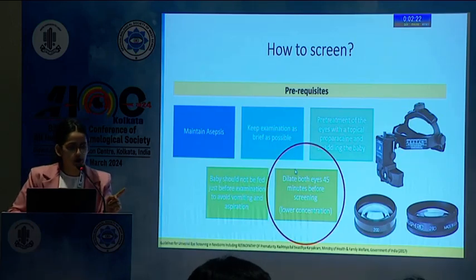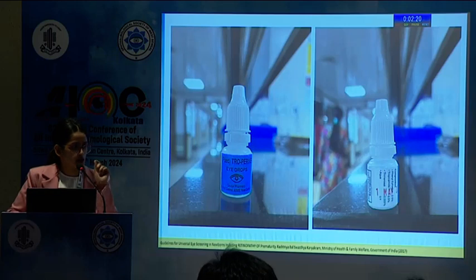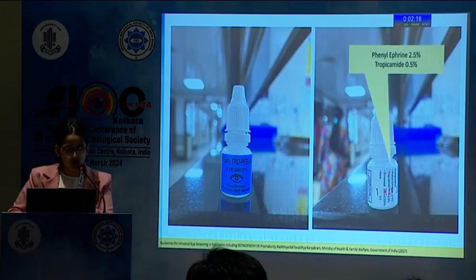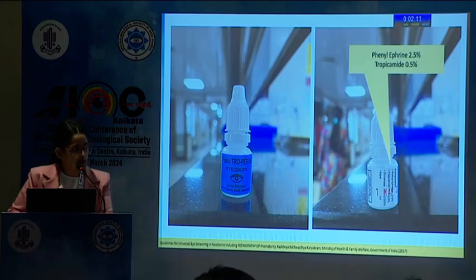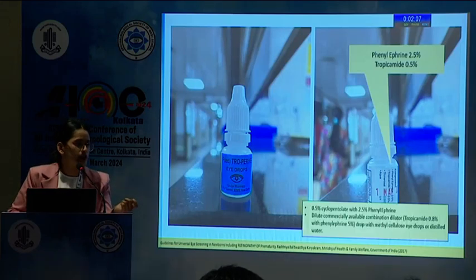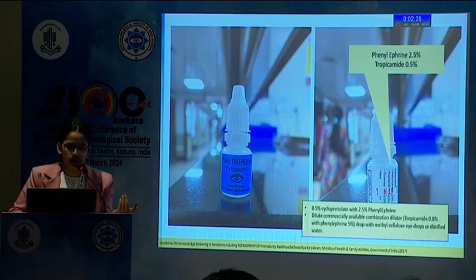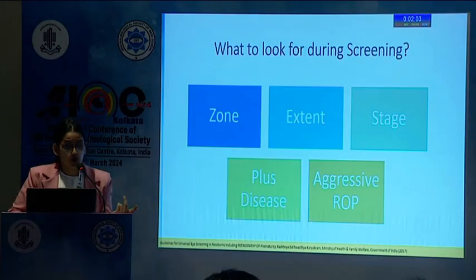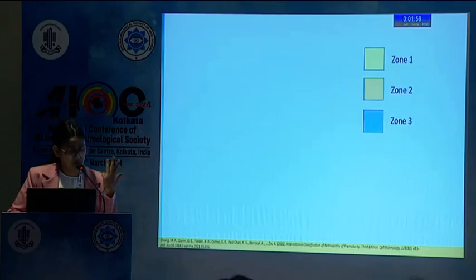This is very important because the commercially available drops are not suited for these babies. You have to use low concentration, which is 2.5% phenylephrine and 0.5% tropicamide, as opposed to the commercially available ones. 0.5% cyclopentolate can also be used, or you can dilute the commercially available drops. Now, what do you want to look for? You want to look at the zone of the disease, the extent, the stage, the presence of plus disease or aggressive retinopathy of prematurity.